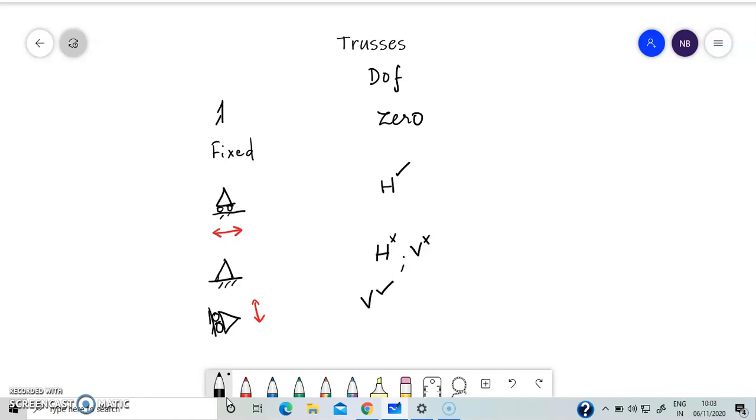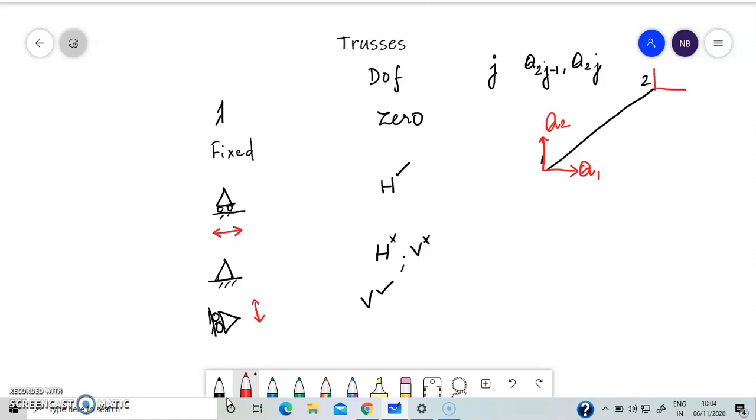Next, we move on to the sign conventions used. Now, if we have a bar element like this and we label it 1 and 2, we remember the degrees of freedom that we had done in the previous video, and we said that if there is a node which is named j, then its displacements will be named q2j-1 and q2j. So for node 1, we will have q1 and q2, and for node 2, q3 and q4.